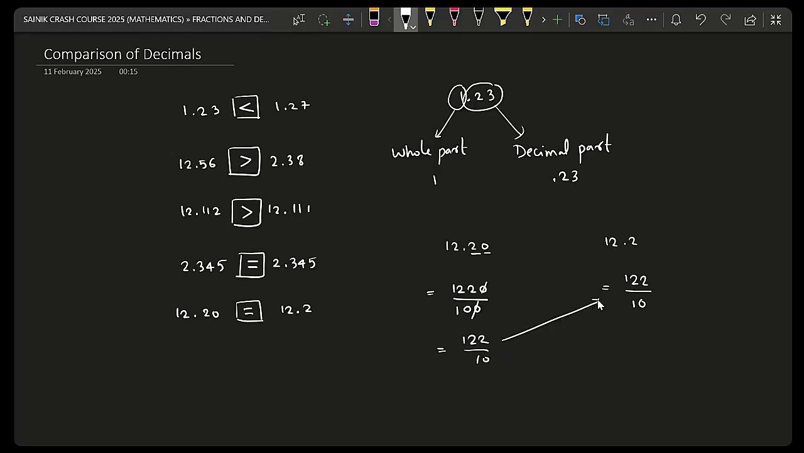Yes, sir. Are these two equal now? They're equal. That's why these two are also equal, 12.20 and 12.2. That means in a decimal number, at the end, however many zeros you use, it is of no use. That means 12.2 is the same as 12.20, which is also the same as 12.200, which is also the same as 12.2000. That means any number of zeros you use at the end of the decimal, after the decimal point, not before, is of no use. Even if it is there or not, no use. Is it clear? Yes, sir. Okay.